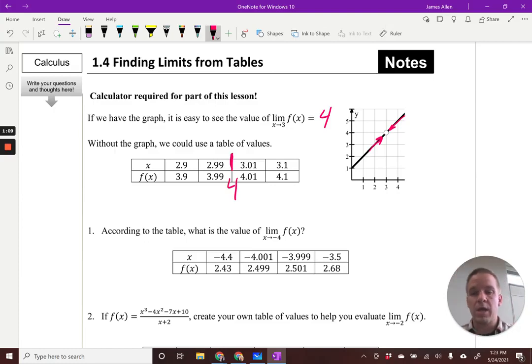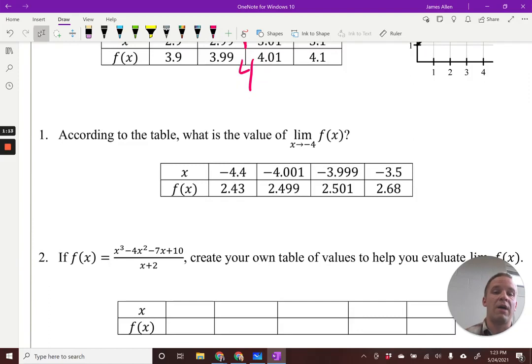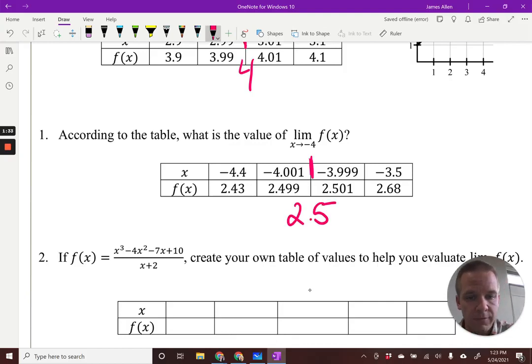How about number 1 here? According to the table, what is the value of the limit of f of x as x approaches negative 4? As I'm getting to negative 4, from the left I get negative 4.4, negative 4.001, and we'll just get closer and closer from the left and from the right. What are we approaching there? It looks like we are approaching 2.5. I think we'd all agree with that.